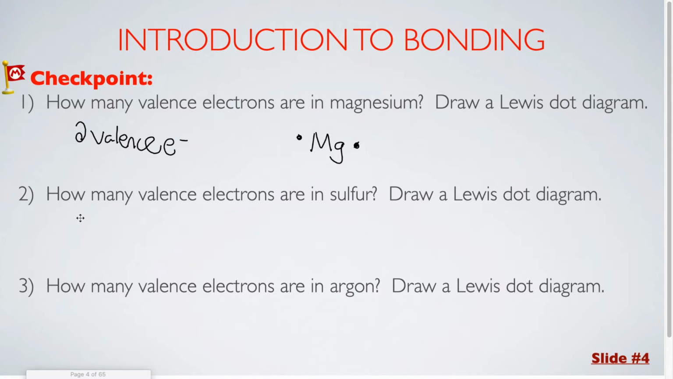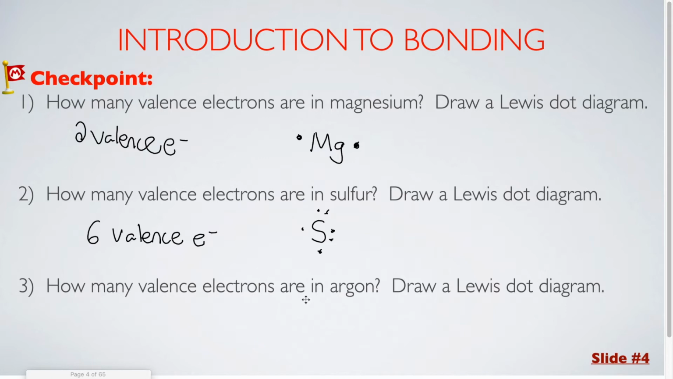In number 2, we are trying to determine the number of valence electrons for sulfur. Sulfur is in group 6A or 16. That means it is going to have 6 valence electrons. For our Lewis dot diagram, we are going to have a sulfur atom, its symbol is S, and we're going to spread out our electrons. We have 1, 2, 3, 4, 5, 6 valence electrons around the sulfur.